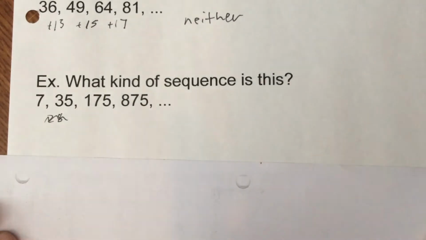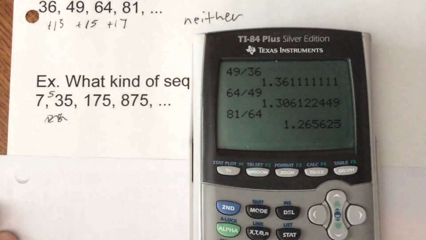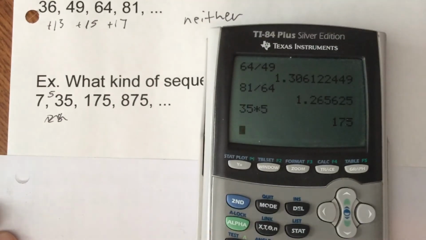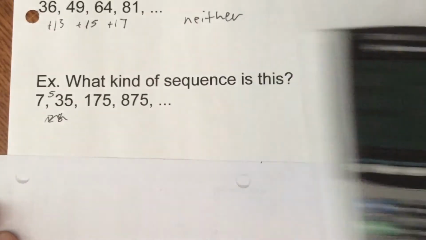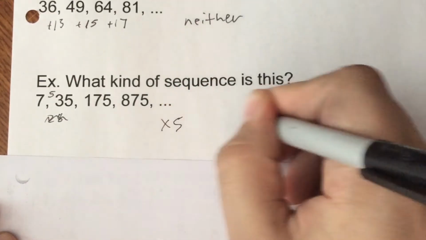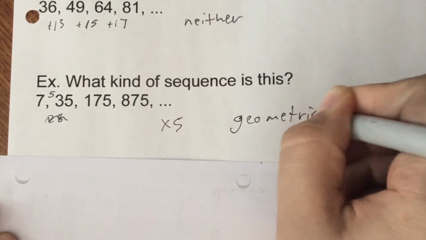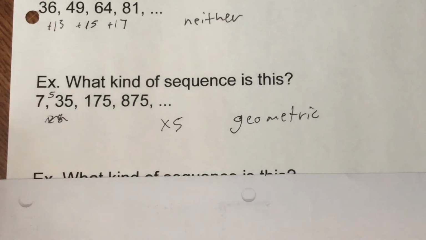However, if we go dividing now, let's go this way. 35 divided by 7 would be 5. So now if we check this, well, what's 35 times 5? 175. Hey, that's our next number. Let's take it times 5 again. Hey, that's our next number. We're going up by 5s. So this one here, geometric. We're multiplying by the same thing each time to get our next term, our next number.